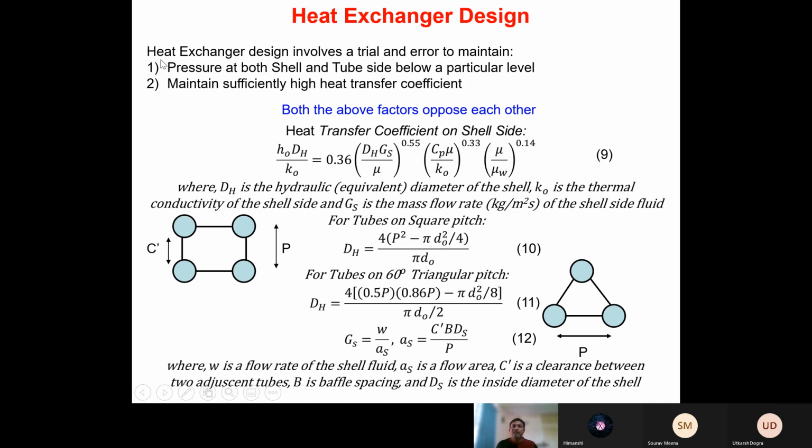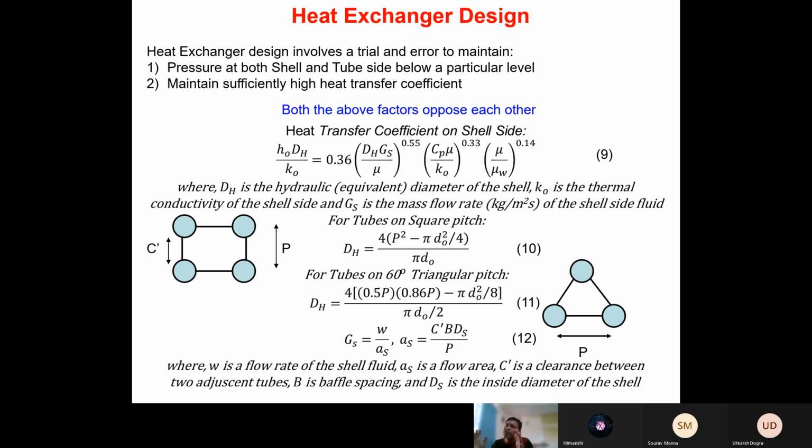But some limit is there on how much pressure you can have on the tube side and on the shell side. Depending on that, you have to select a design which gives a sufficiently high value of heat transfer coefficient, and at the same time the pressure drop is not increasing significantly. That design you have to select. So there is trial and error associated with this entire design problem. Let me give you a glimpse of that. We will not solve any problem, but I will try to give you a glimpse of why it is not a straightforward exercise.